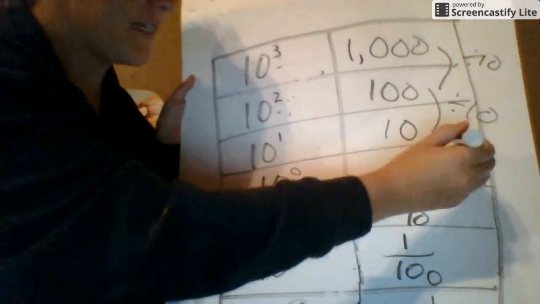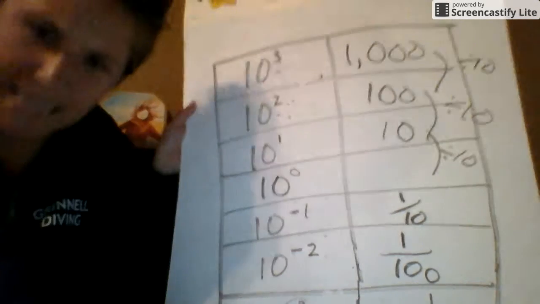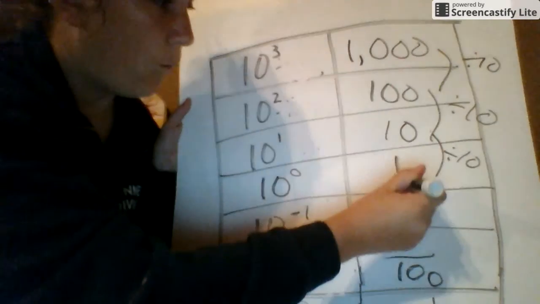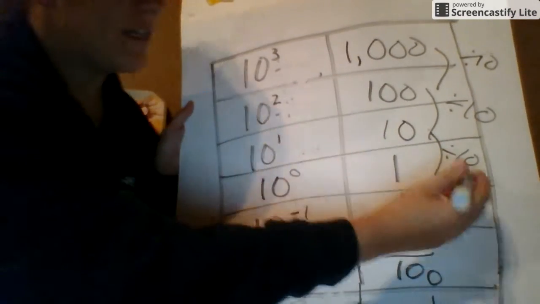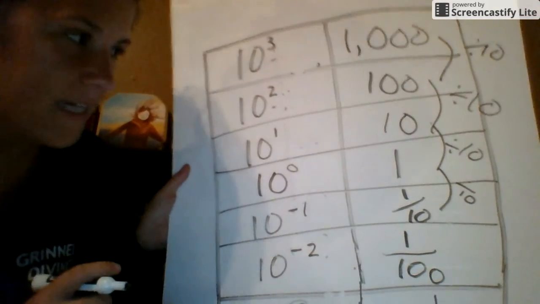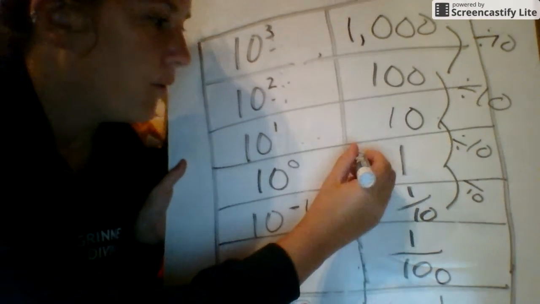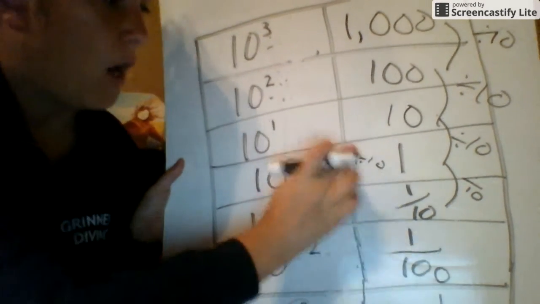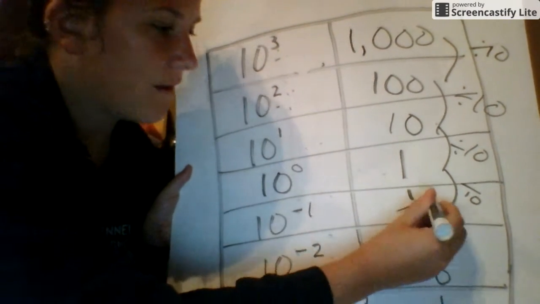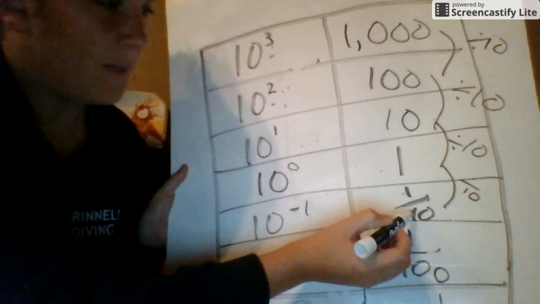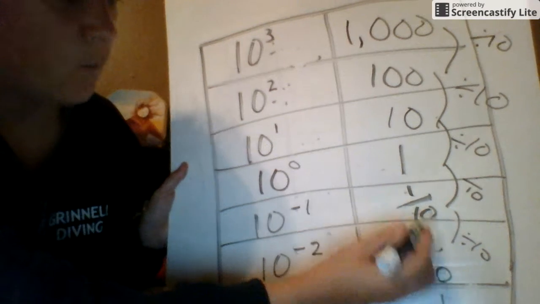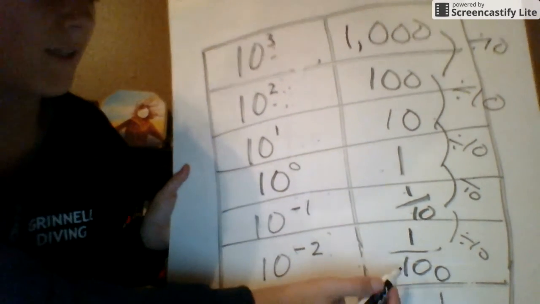Well, let's do the same thing next. 10 divided by 10. What's 10 divided by 10? 10 divided by 10 is 1. Then if we do this divided by 10, 1 divided by 10. Well, 1 divided by 10, I know I can write like this. I also know that I can show division by making it a fraction. 1 divided by 10. Now we'll divide that again by 10. This is 1/10 divided by 10, which is 1/100.